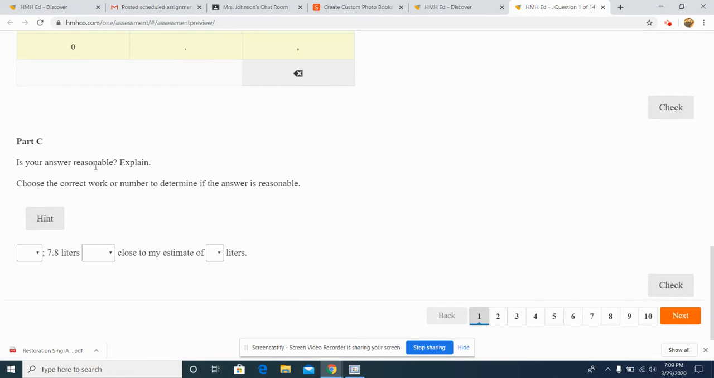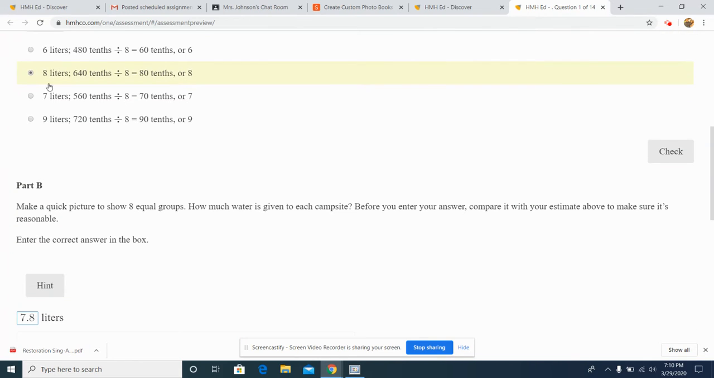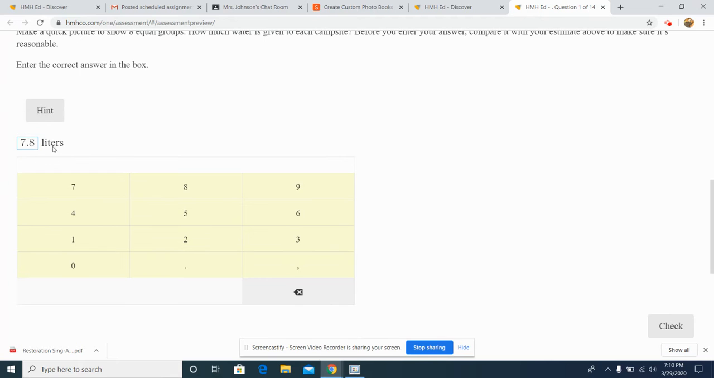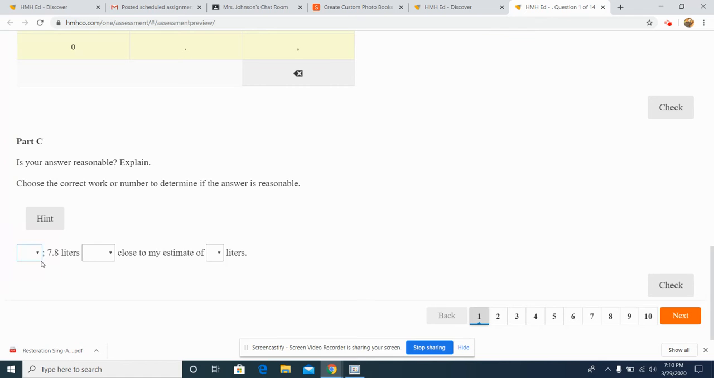Is your answer reasonable? And we talked about that. And reasonable means if we got 7.8, and look what I did. Be very, very careful. I put a comma, not a decimal. Okay, so is our answer, we said that the estimate would give us 8 liters. Well, is 7.8 close to 8? It sure is, so our answer is reasonable. Okay, so that's the question. Is your answer reasonable? So I need to do this drop-down menu and say yes, 7.8 liters is close to my estimate of 8 liters.